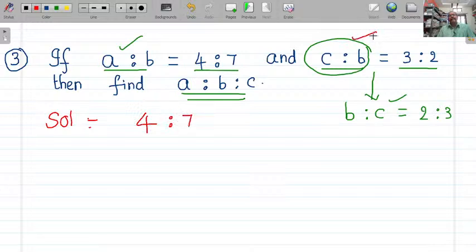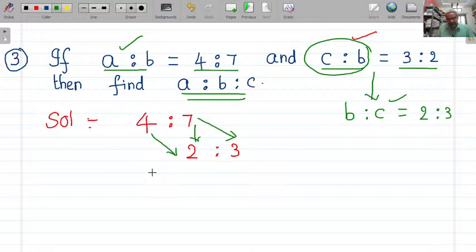As B is to C is given, B is to C is 2 is to 3. So 2 is to 3, write down. So apply the shortcut. Multiply 4 into 2, multiply 7 into 2, multiply 7 into 3. So what's your answer?